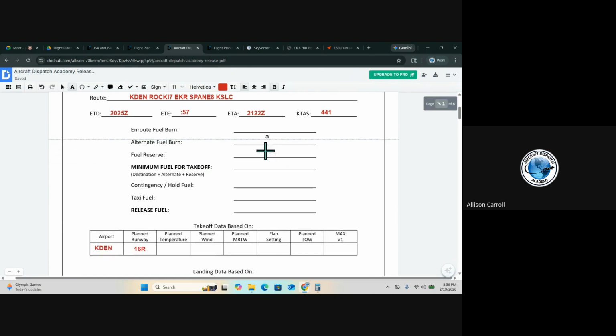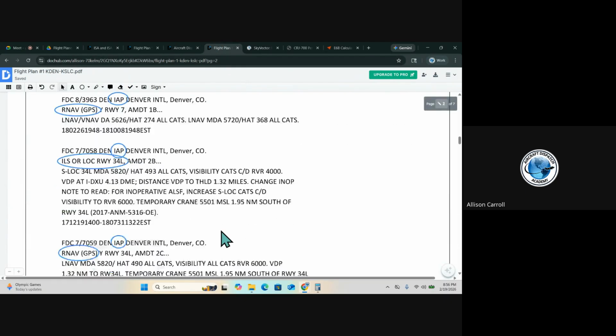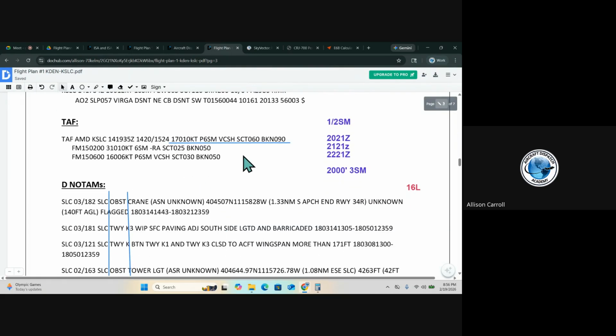Okay, now we are going to put in our actual numbers here. Our en route fuel burn, our actual fuel burn was that 3570. We still don't need an alternate because guess what? When we look at our TAF and look at our updated ETA, it is now 2122 Zulu, right? There you go, 2122 Zulu. We are still in the same line. We still have greater than 6 statute miles. We still have the same ceiling. And we still don't require an alternate.